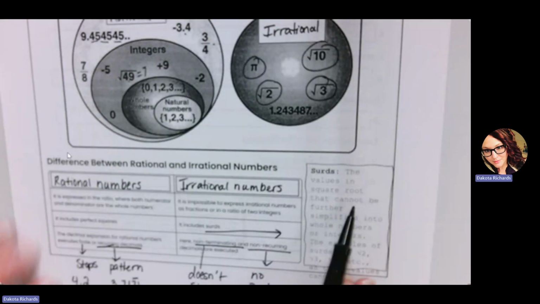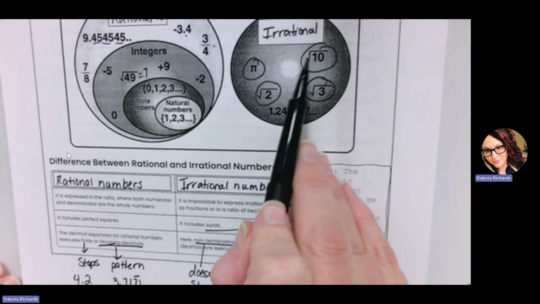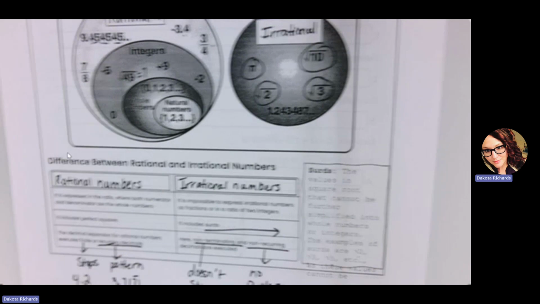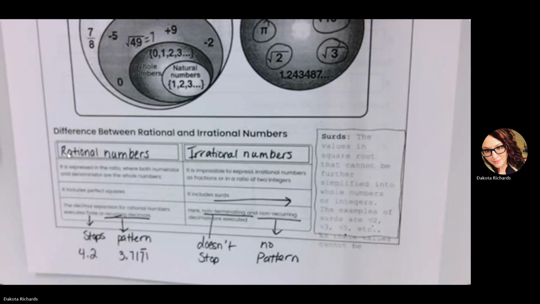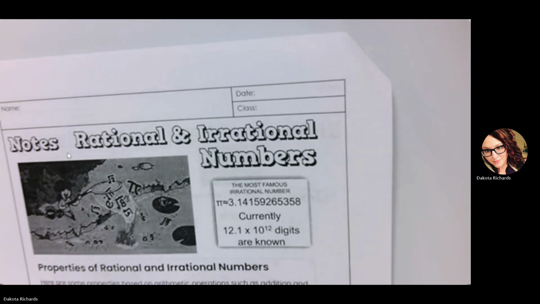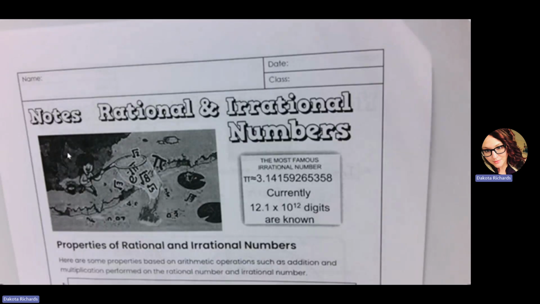Okay, what is a surd? A surd, the values in the square root that cannot further be simplified into whole numbers or integers. Examples would be square root 2, square root 3, square root 5, kind of like the numbers we see in square root form up here. Okay. All right. So turn the page. You should have gotten everything on page 1. Page 2, we're going to talk about what happens when we add or multiply with rational and irrational numbers.